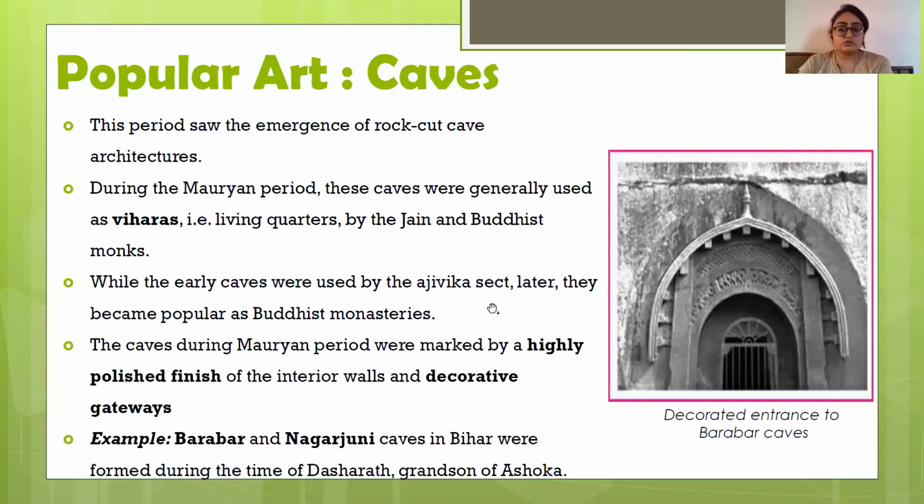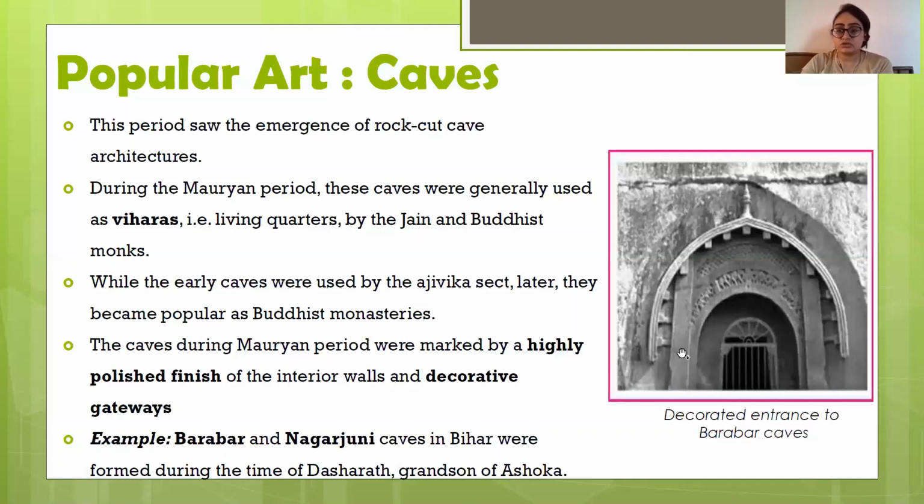While the early caves were used by the Ajivika sect, later they became popular as Buddhist monasteries. The caves during the Mauryan period were marked by a highly polished finish of the interior walls and decorative gateways. Very important. Before the Mauryan period, though caves existed, they were not highly polished, nor decorated with such intricate decorations. So in Mauryan times, the caves were highly polished and the walls and gateways were very decorative.